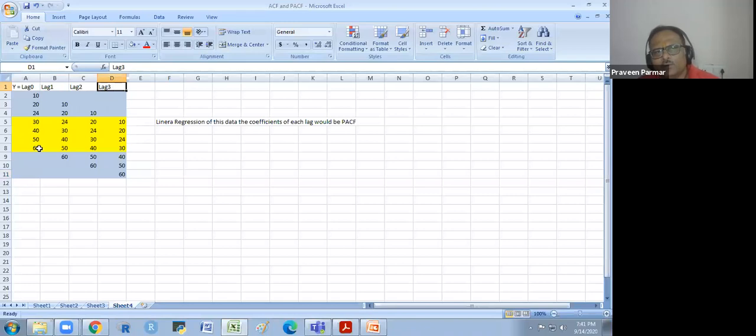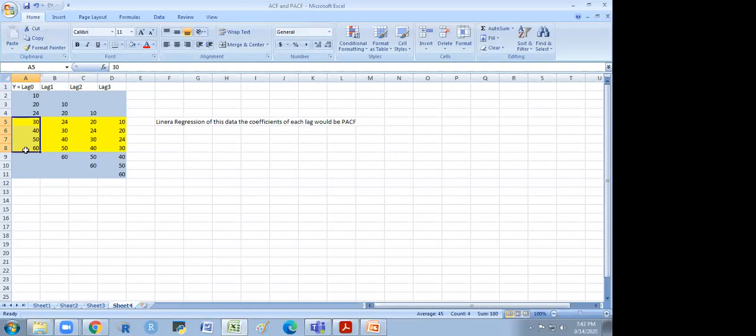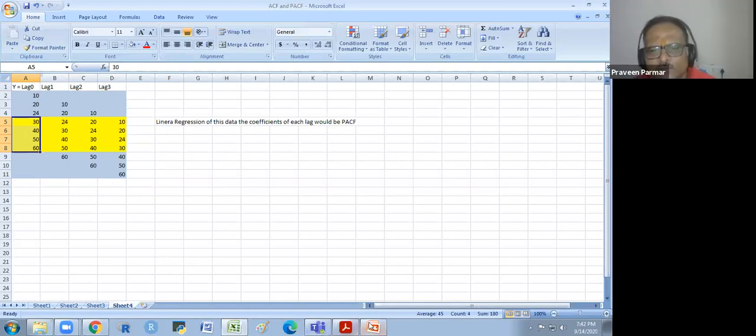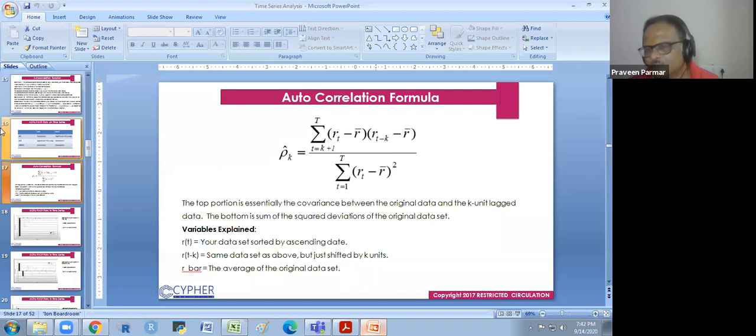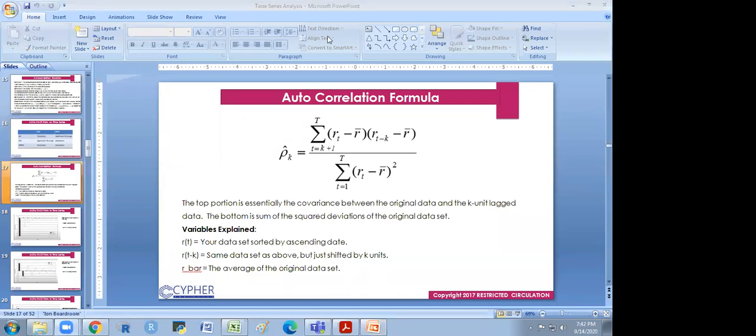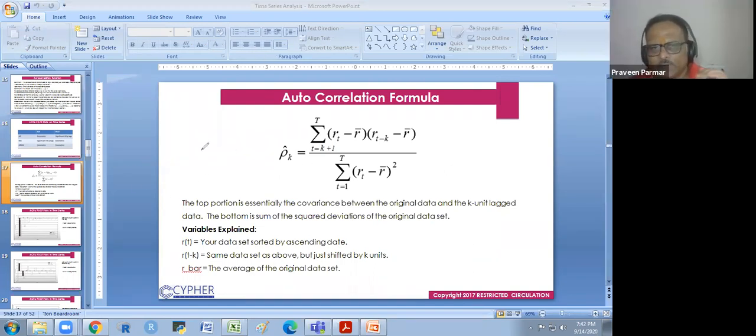Now I will find out the regression. This is my target variable. Lag 0 is my target variable. Does that make sense to everyone? Yes, sir. So I will get the formula, I explained it to you. Lag 0 is my target variable, so I write the lag 0 here.